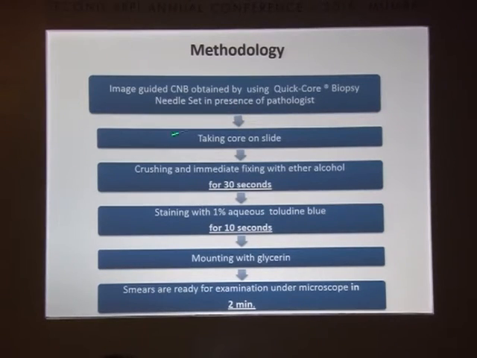Pathologist or cytotechnologist is there in the CT scan. Core is taken on the slide. It is crushed, a smear is made, immediately fixed with ether alcohol. This step is important, only 30 seconds. Stain with aqueous toluidine blue, 10 seconds. Mount with glycerin and your smears are ready for examination under the microscope in 2 minutes.